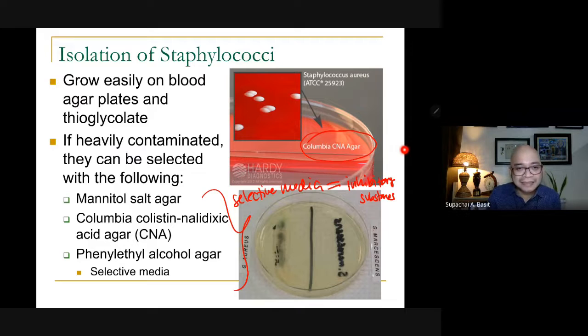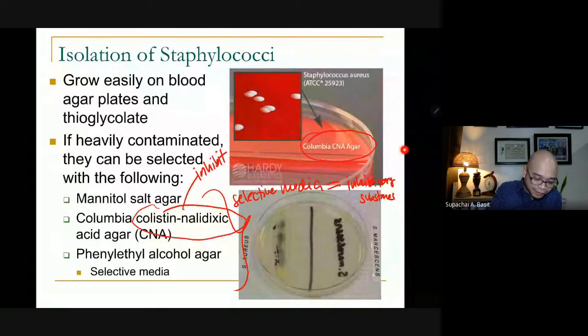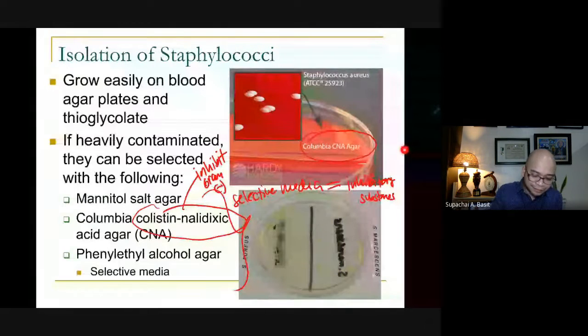You're adding inhibitory substances to the culture medium so that only the desired organisms will grow and undesired organisms will not be able to grow. Okay, so in the case of Columbia colistin nalidixic acid agar, you are adding colistin and nalidixic acid. This will inhibit gram negative bacteria.